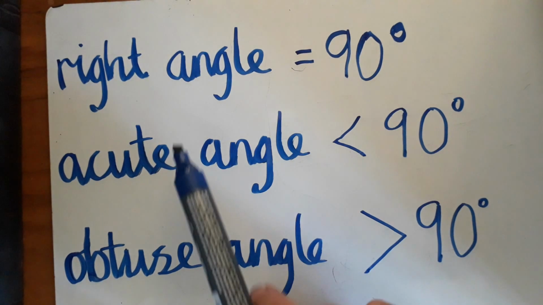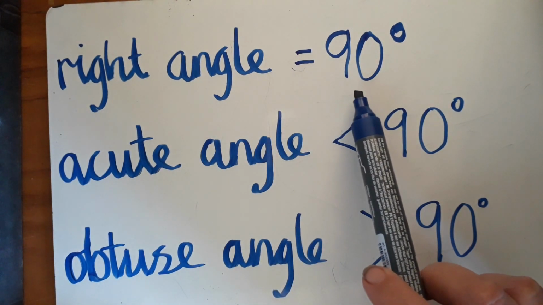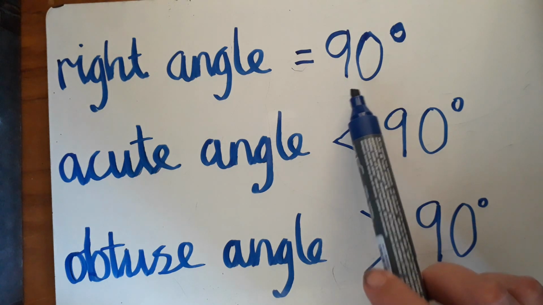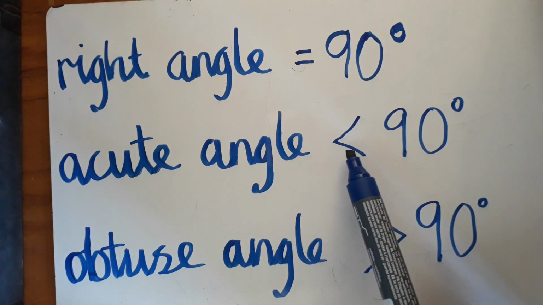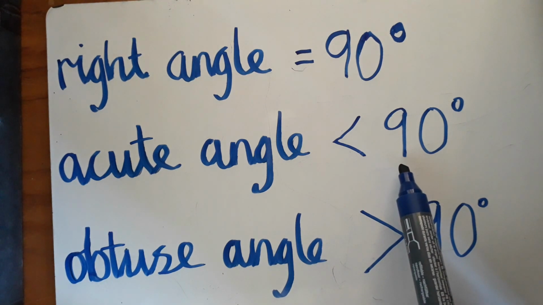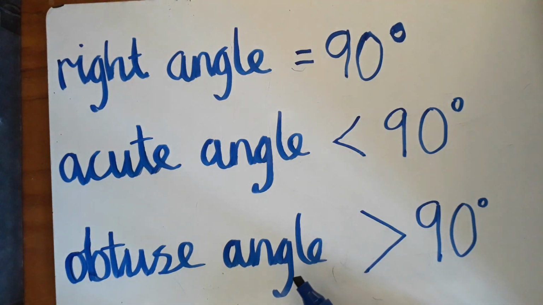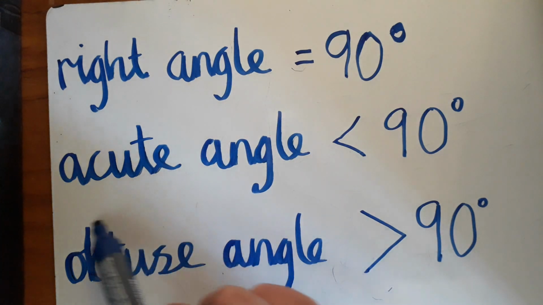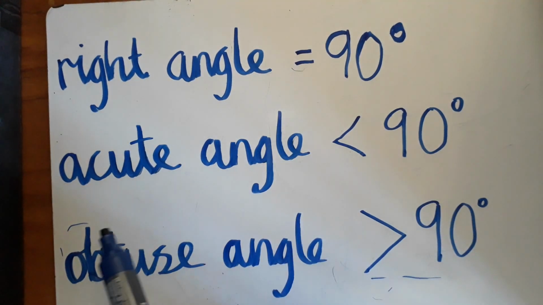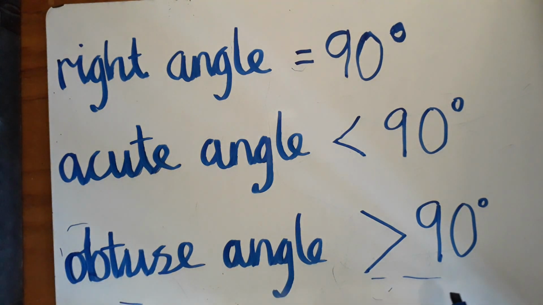Okay, so hopefully you should know that the right angle is the same as 90 degrees. The acute angle is less than 90 degrees, so it's smaller than a right angle. An obtuse angle is greater than 90 degrees, greater than a right angle. But this is the definition we're going to expand a little bit today, okay?